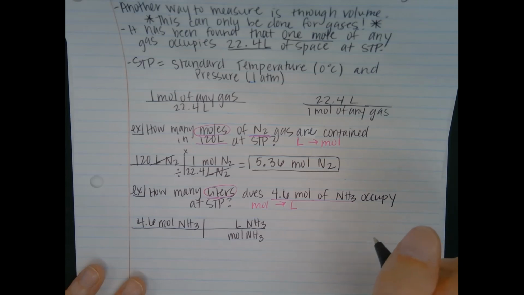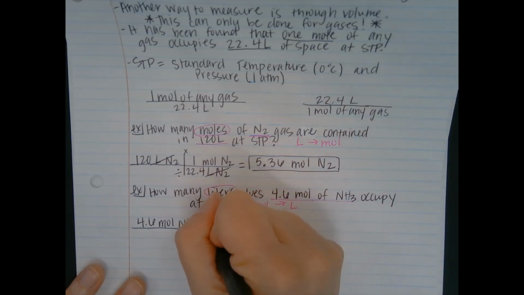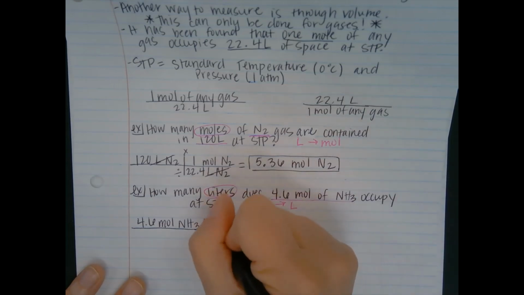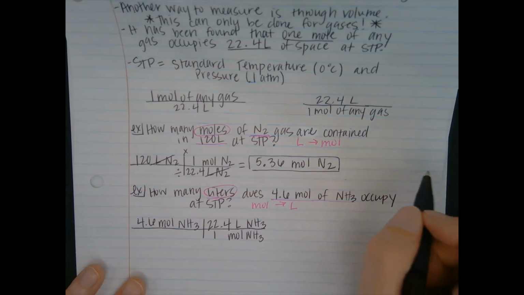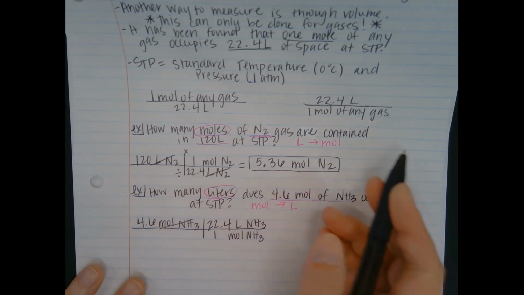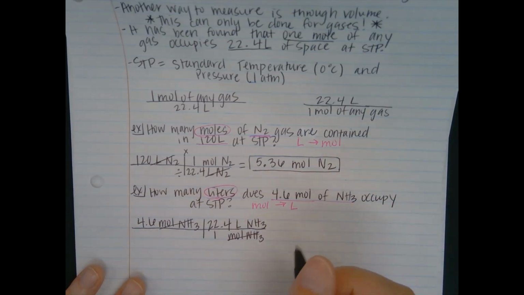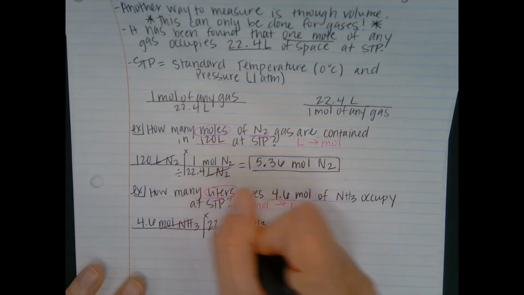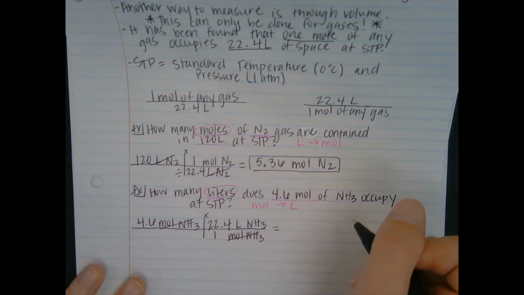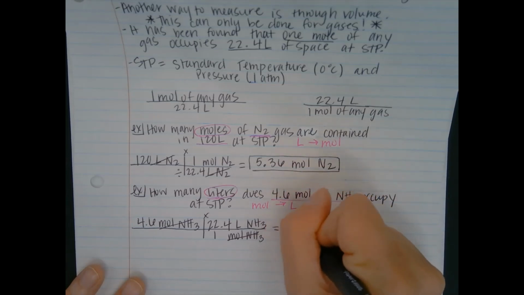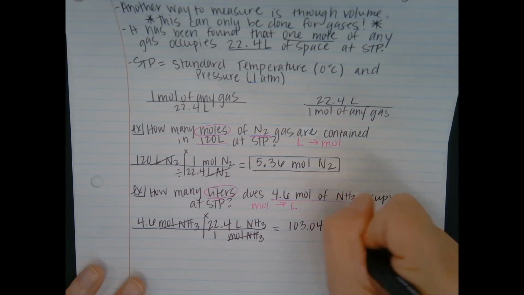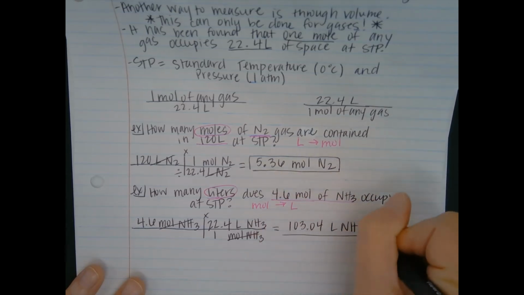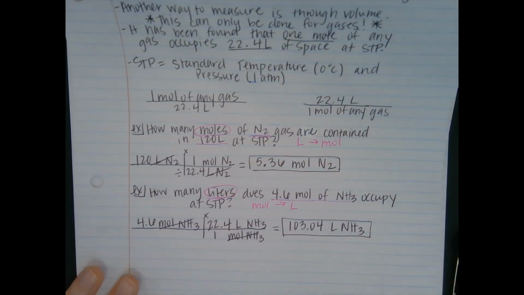So now I need the numbers. 1 at the bottom, and what's on the top? Good, because 22.4 liters of any gas contains 1 mole at STP. Anything cancel? Mole NH3, moles NH3. If it's on the top, what mathematical function do we do? Okay, so 4.6 times 22.4 is? There it is, 103.04 liters of NH3. Perfect. And that's it, molar volume.